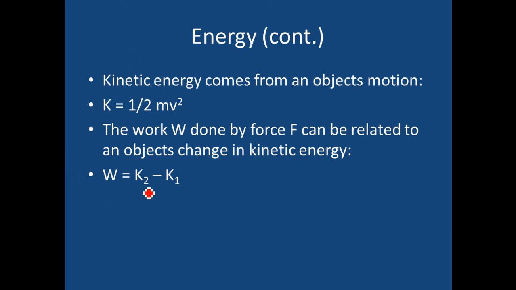Kinetic energy comes from an object's motion. It increases with the square of velocity. So if you double your speed, you increase your kinetic energy by 4 times. But if you just double the mass, you only double the kinetic energy. So there's this theorem, the work-energy theorem, work kinetic energy. The work done by a force can be related to its changing kinetic energy. Ta-da!